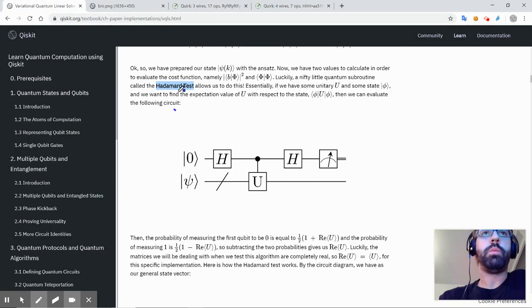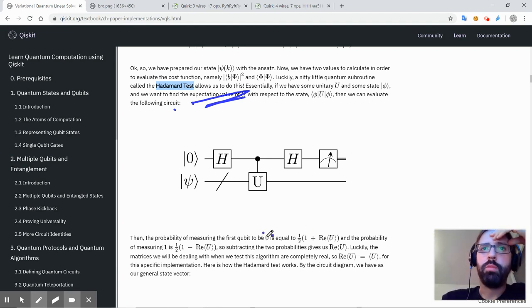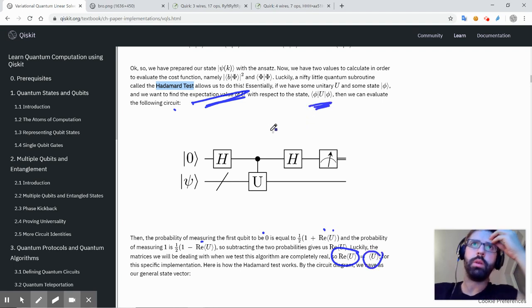So what was the Hadamard test? It allows you to find your expectation value of U. You evaluate the following circuit, and the probability of measuring the first qubit to be 0 is equal to a half of the real part of the expectation value, and the probability of measuring 1 is a half of the real value minus... Okay, this I don't follow, but there's a mathematical way to compute that correlation or relationship. Likely the matrices we'll be dealing with when we test this are not completely real. So the real part is the actual expectation value, because the expectation value is what you want to calculate for your cost function in here.